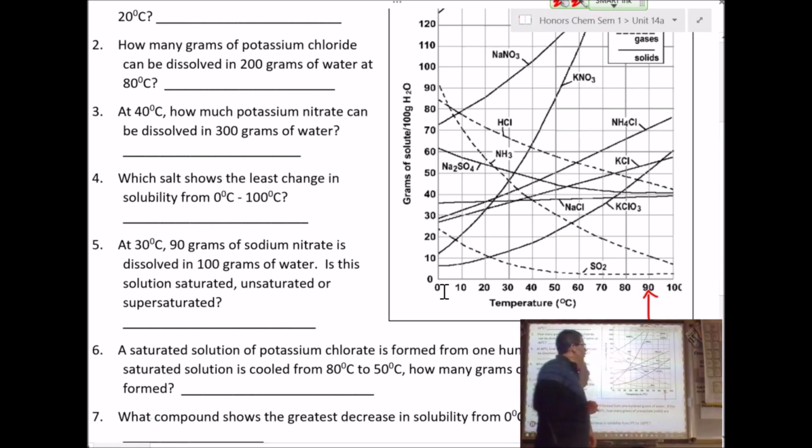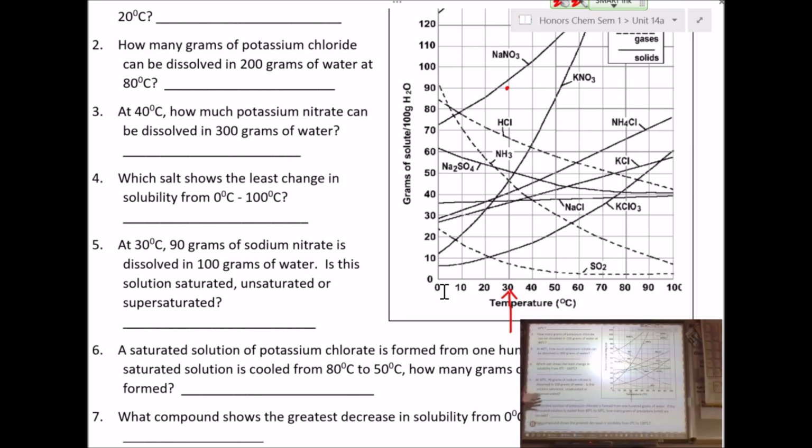So where the heck is sodium nitrate at? Oh, I'm sorry. Yeah, 9. You're right. Went to the wrong one. So 30 degrees. So we want to go to 30 degrees. Okay, so 90 grams of sodium nitrate. So let's go up 90, 90, 90, 90. So right about there. Okay. And in 100 grams of water.